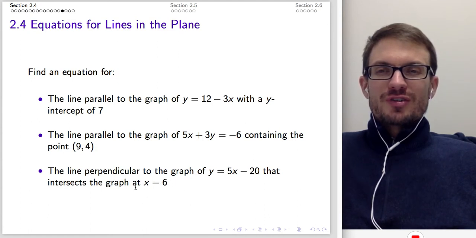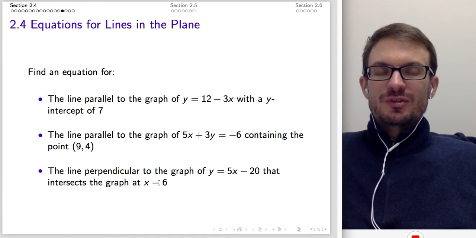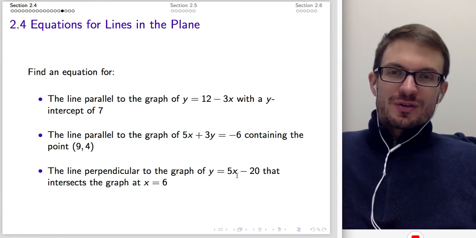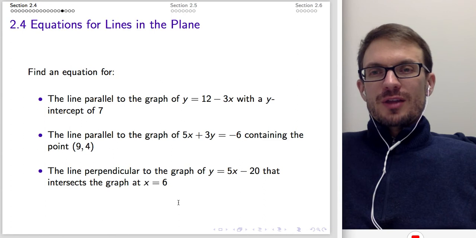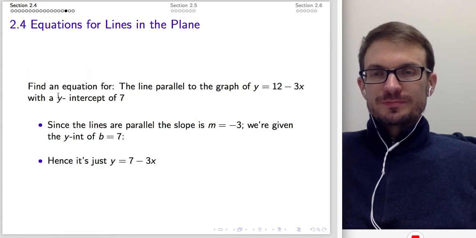We got the intersection, the point where they intersect. We want the graphs, this line and the one that's perpendicular to it, to intersect specifically at x equals 6. So let's find the y value, and then we can find the equation. Okay, so first off, this one was straightforward.